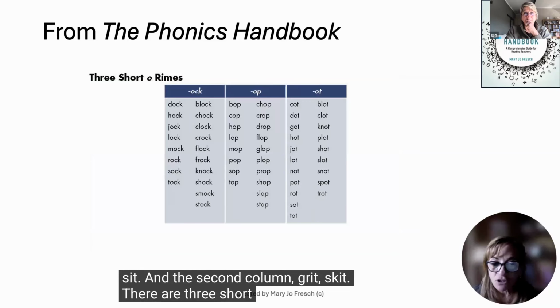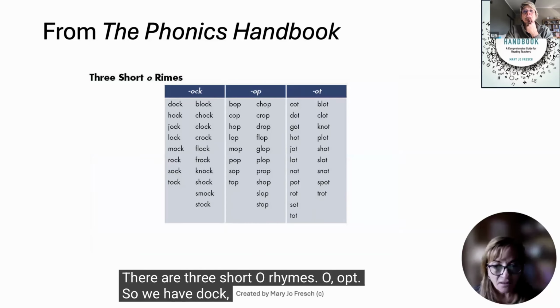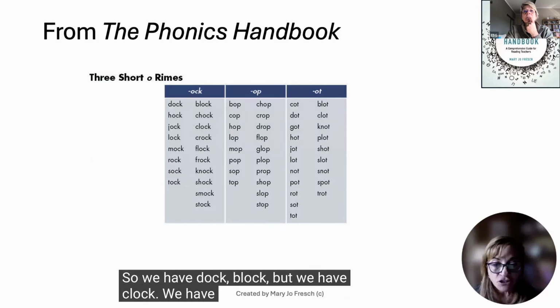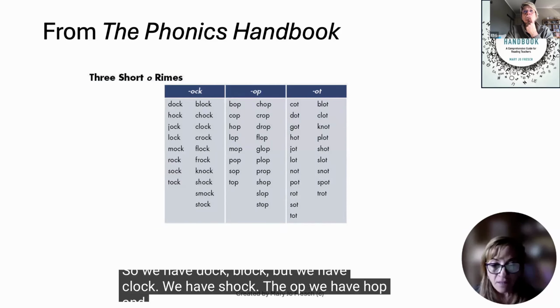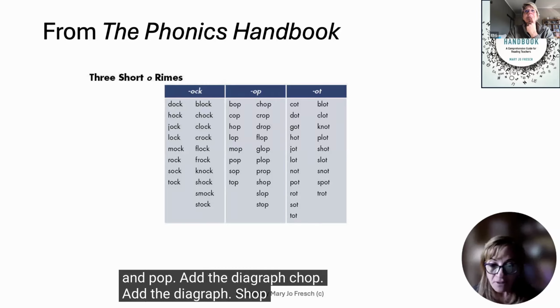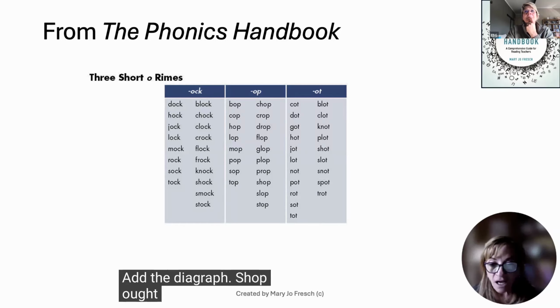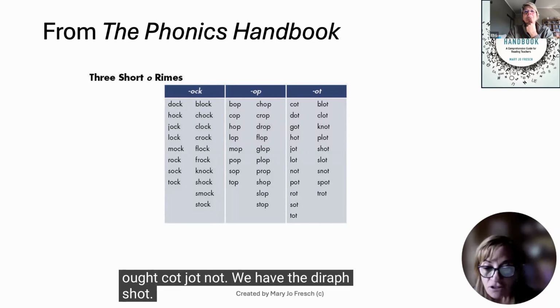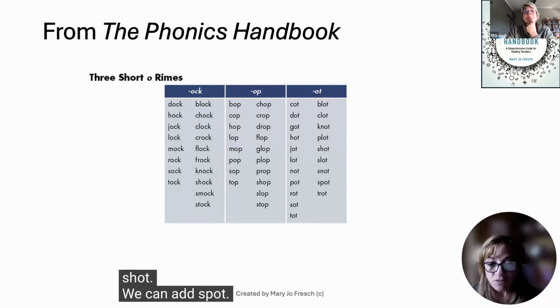There are 3 short O rhymes, ock, op, ot. So we have dock, block, but we have clock. We have shock. The op, we have hop and pop. Add the digraph, chop. Add the digraph, shop. Ot, cot, jot, not. We have the digraph, shot. We can add SP, spot.